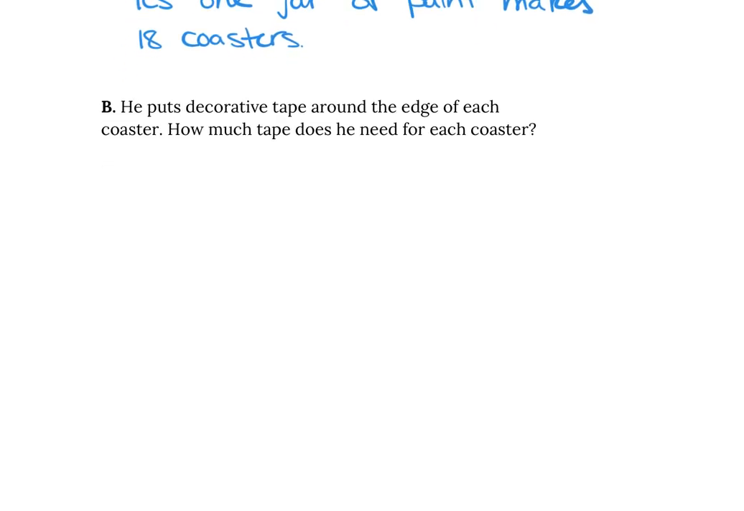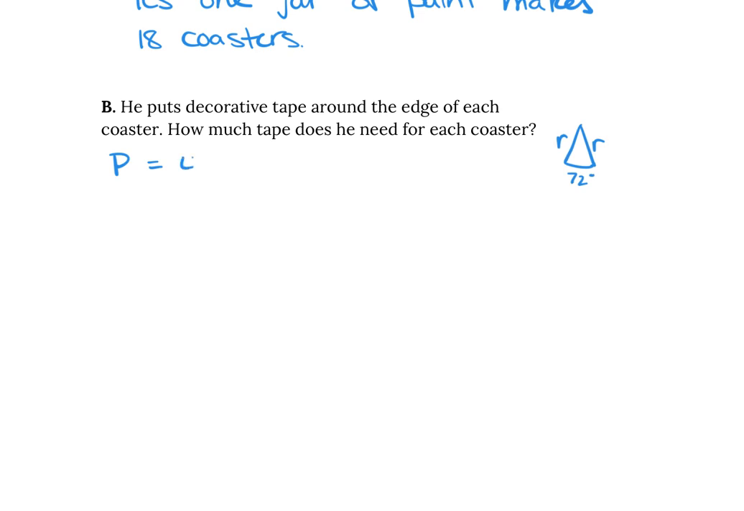B, he puts decorative tape around the edge of each coaster. How much tape does he need for each coaster? Okay, so essentially we're trying to find the perimeter of the outside of each of those coasters. So around each coaster, if I've got my little watermelon sliced wedge, I would have a radius, which is 4, and a radius, which is 4. And then my arc measure, which is 72 degrees.